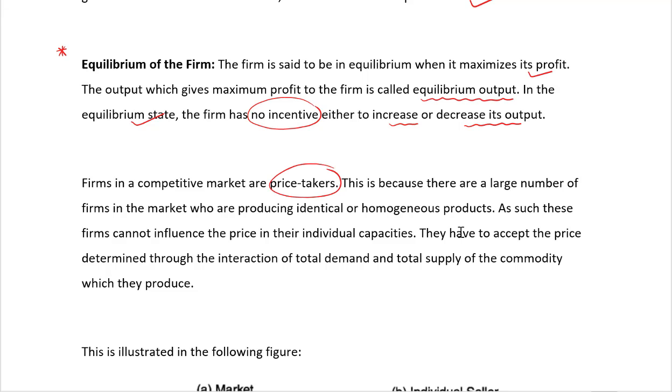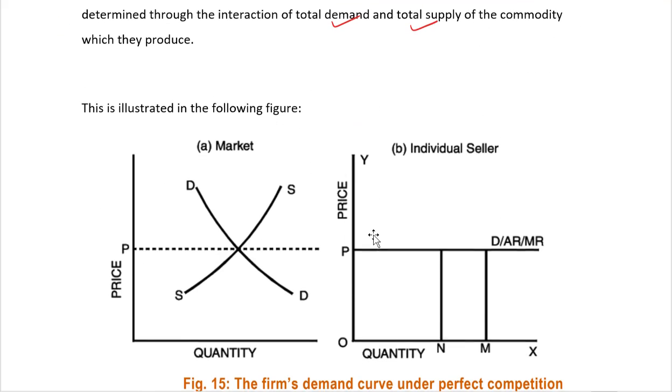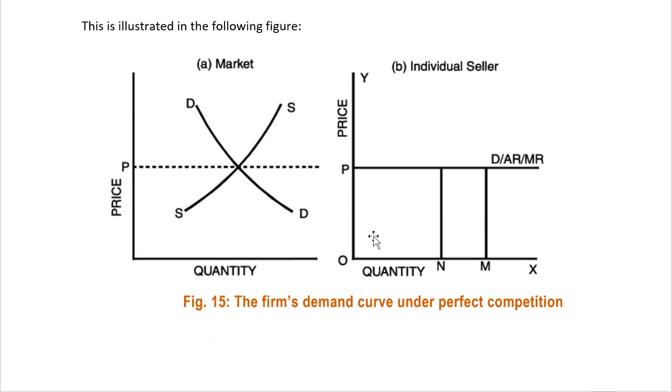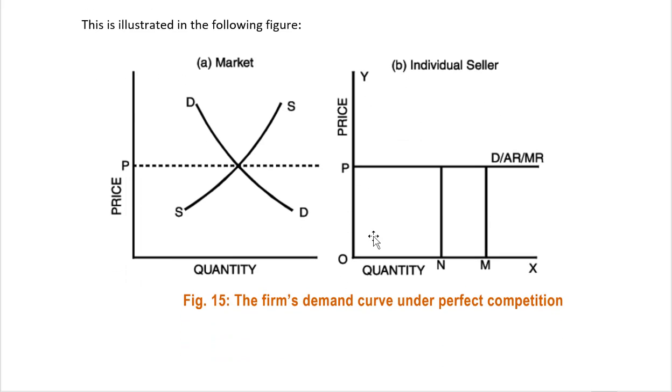Firms in a competitive market are price takers. This is because there is a large number of firms in the market producing identical or homogeneous products, so these firms cannot influence the price in their individual capacities. They have to accept the price determined through the interaction of total demand and total supply of the commodity which they produce. See this diagram. The firm's demand curve under perfect competition is shown here.